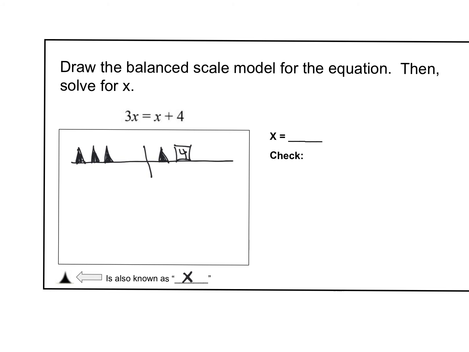So here, what do we think our x would be? I'm going to say that my x is 2. So if I do 2 plus 2 plus 2, that has to equal 2 plus 4. 6 is equal to 6. So that works as well.